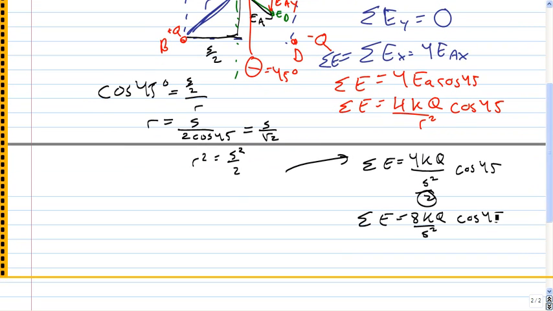If I really want to be fun with that, since this is still radical 2 over 2, the net field equals 4 KQ over S squared times radical 2. But there's really no difference. No one really cares about the math. And that's it, guys. See ya.